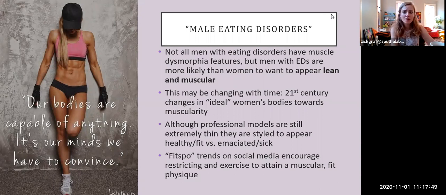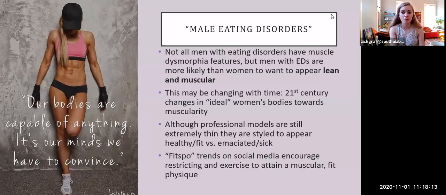Men with eating disorders will say that they're really focused on their percent body fat, whereas women with eating disorders are more likely to say that they're focused on being really thin, on being able to see visible bones like hip bones and collarbones and ribs, than they are to necessarily say that they want to appear lean and muscular, which is more common for men. This might be changing. There's actually not a lot of research on this, which I was surprised by when I was putting together this lecture, because definitely clinically we see this all the time.